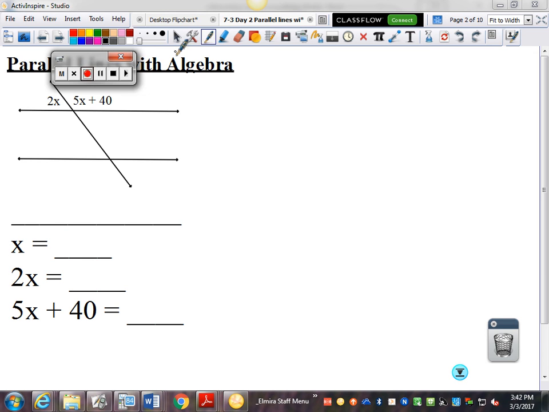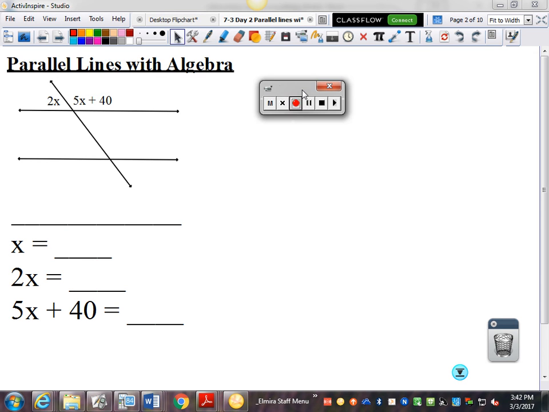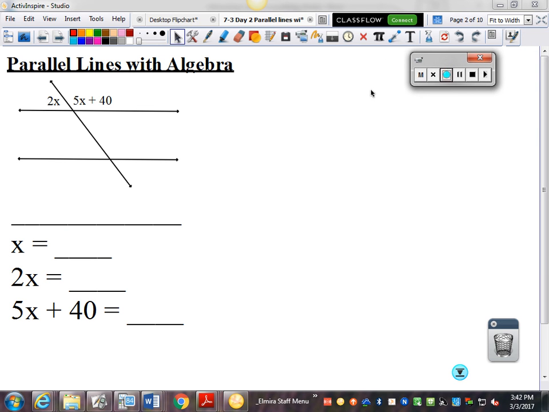Hey guys, so your homework or your lesson for 7-3 day 2 is you have parallel lines with a transversal, and instead of just having a simple number in the labeling, you have algebraic expressions. And your main mission, guys, is to set up and solve for x correctly and then find the measures of the angles. So in this diagram, there's two ways to set up the equation.